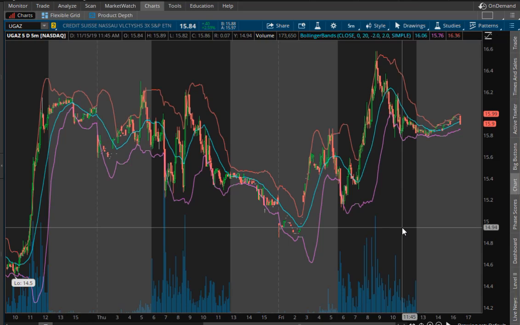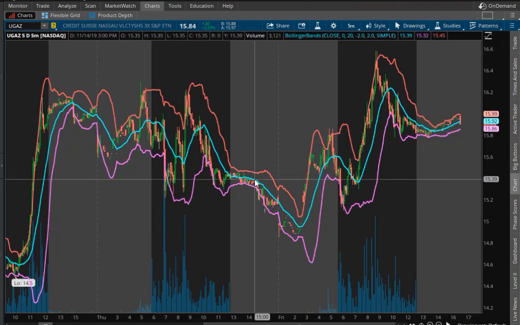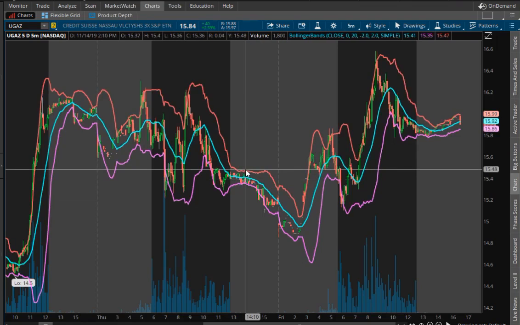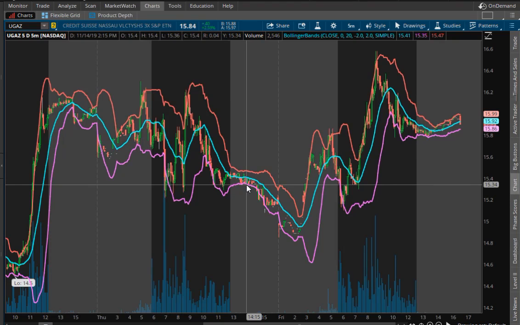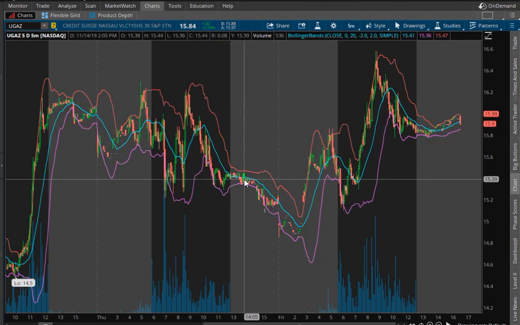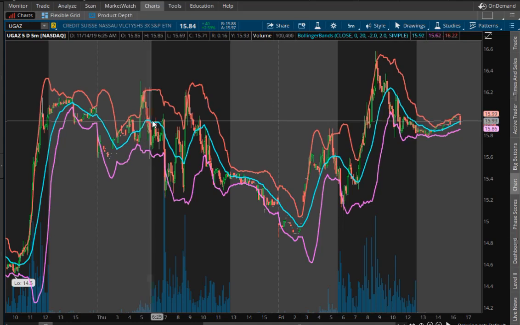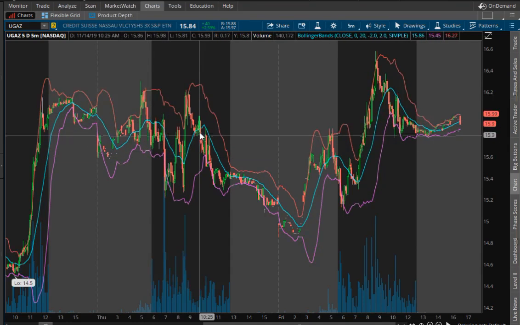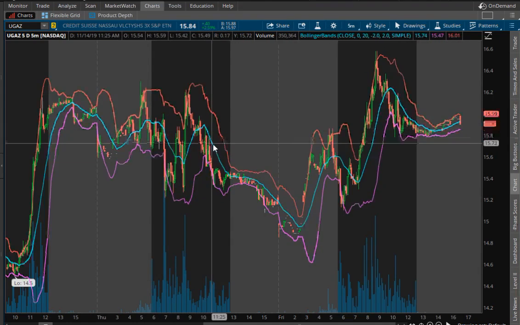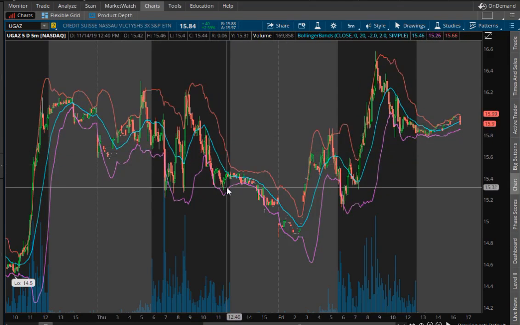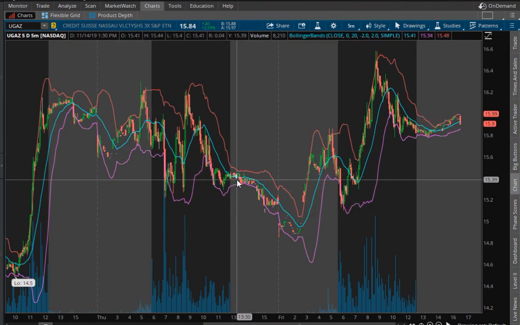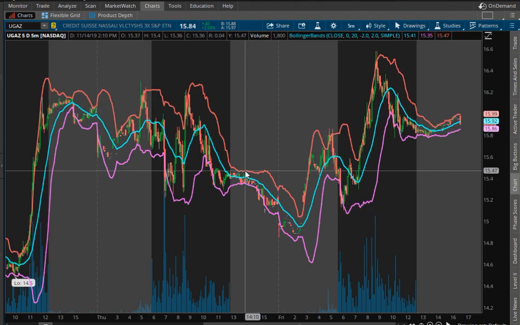The Bollinger Bands couldn't be more simple. There are 3 bands. The center band is the 20 trading period simple moving average. And then the top and bottom bands are 2 deviations away from the median share price. So if the middle band is the median share price over 20 trading periods, then the outer bands are 2 deviations away from the share price.